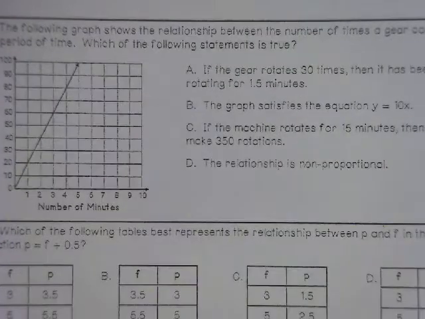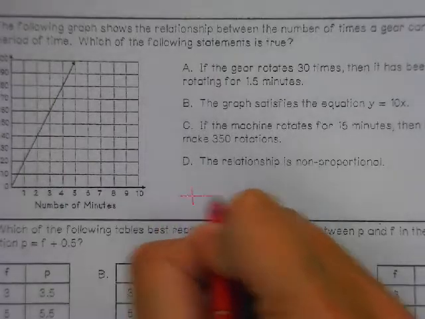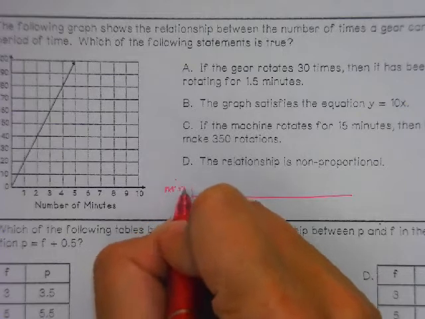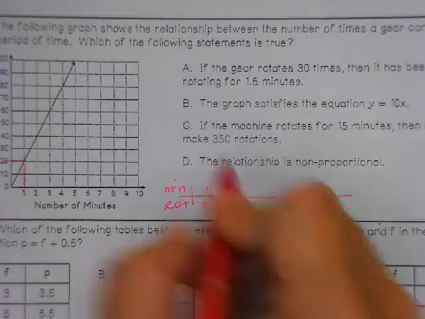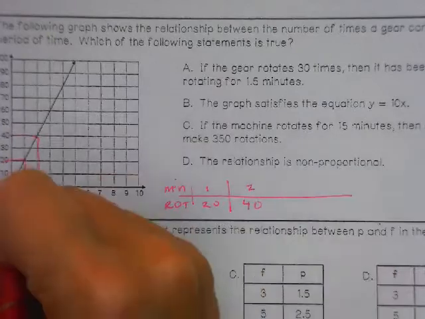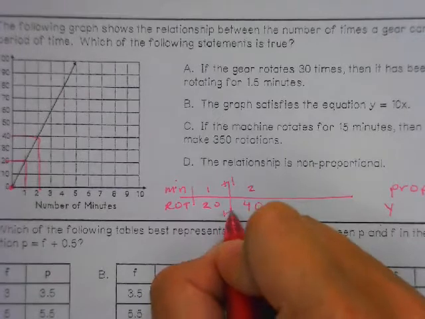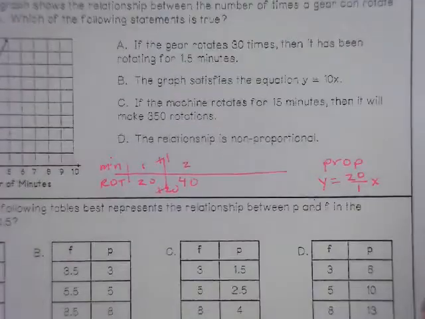Just a few questions left. Which of the following shows the relationship between the number of times a gear can rotate over a period of time? So again, if you want to make a table to kind of see what's happening, we have minutes and we have rotations. 1 minute, 20 rotations. 2 minutes, 40 rotations. So we know, what else do we know? This is proportional. Y equals 20 over 1x. It doesn't have a B value, so we can look.